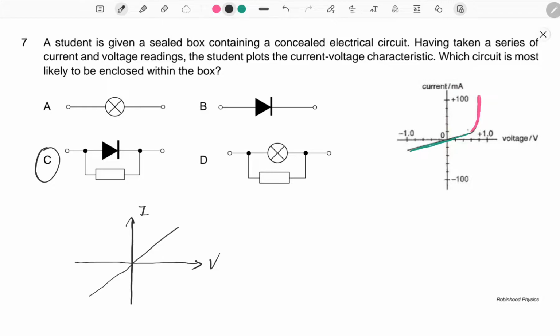What about for the diode? The diode will be 0 in the negative part. I'm just drawing it a little bit below. And here it will be 0 as well until a certain value, then you'll start to go up.